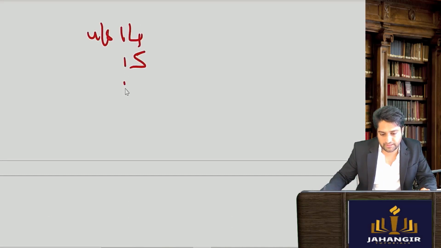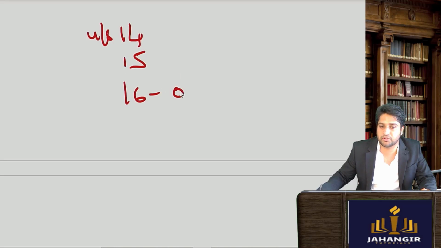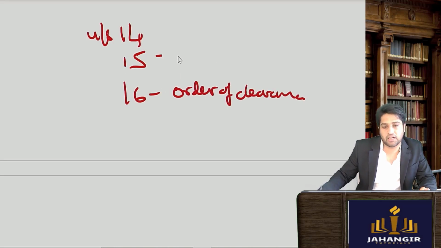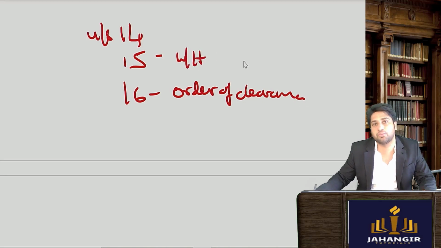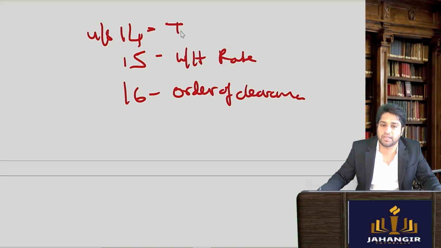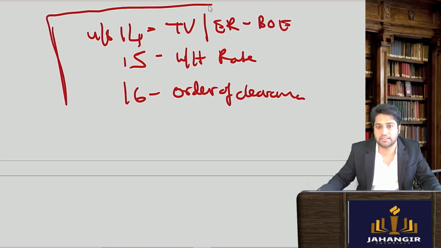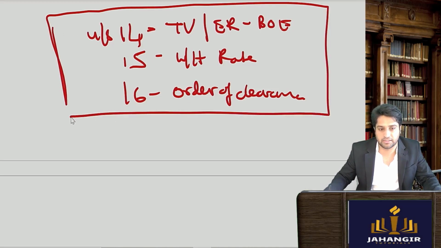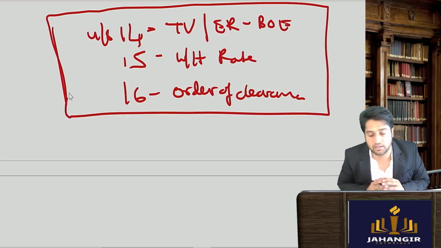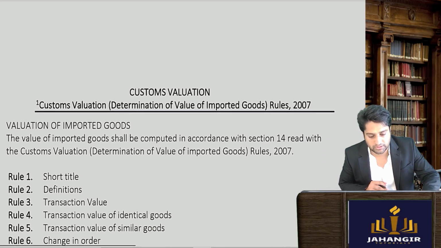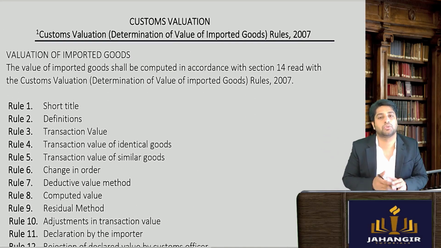14, 15 and 16. 16 में क्या बोला था, you see the order of clearance कब मिला. इसमें क्या बोला, अगर warehouse goods हैं तो at the time of removal of warehouse you will take the rate of duty, otherwise you will take at the time of filing bill of entry, and this time what you will take the transaction value, and the exchange rate, foreign exchange rate will be at the time of filing bill of entry. I hope these three important points are cleared. Once this is cleared, then we can move ahead to the customs valuation rules 2007.